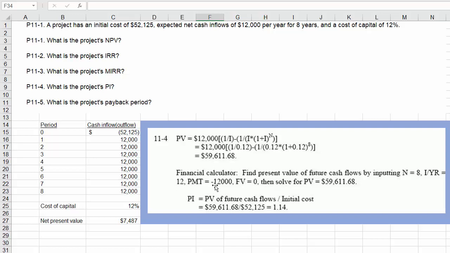You could also solve it with a financial calculator. You would enter N equals 8. The interest rate would be 12. Right, that's our 12%. The payment, negative 12,000, right? We're entering negative so that we get the answer back as a positive number. And then the future value is 0, and we're going to solve for present value. So you could use either of those techniques.